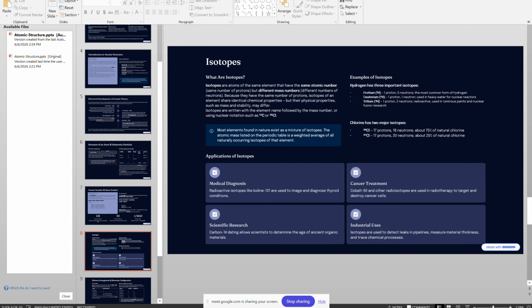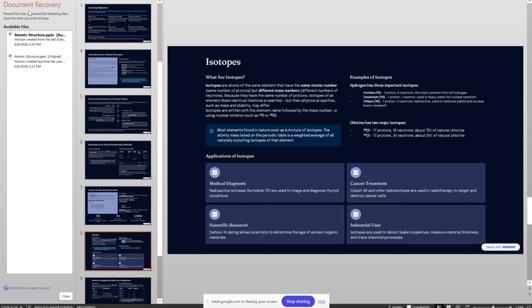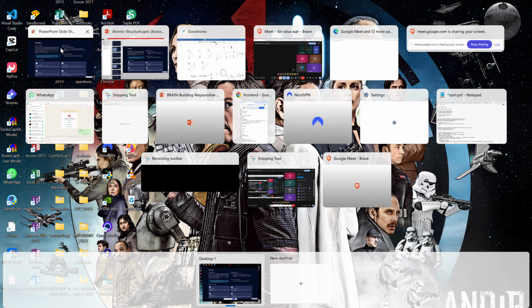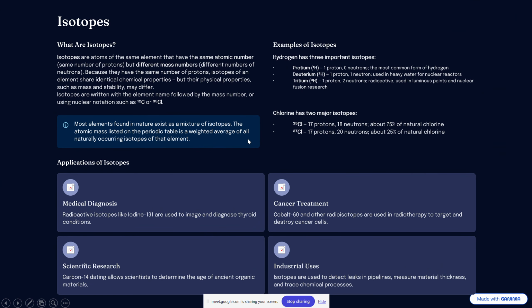So let's get back to the slideshow. These are examples of isotopes here on this slide. Let's go through. Isotopes are atoms of the same element that have the same atomic number but different mass number, because they have the same number of protons.